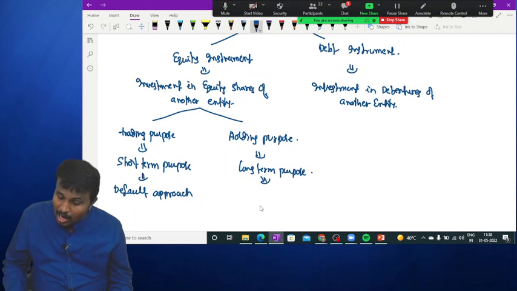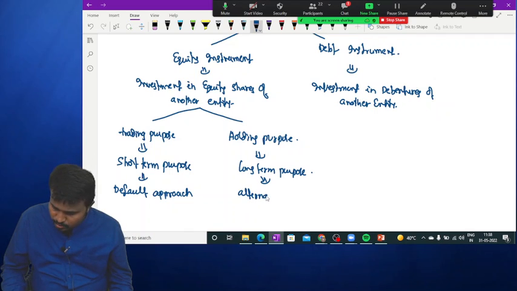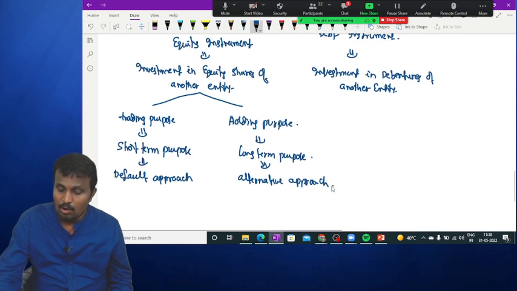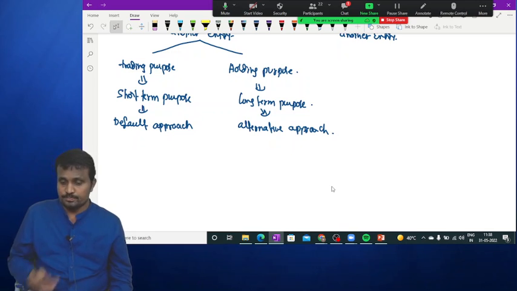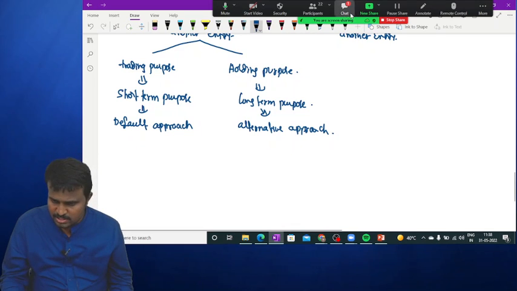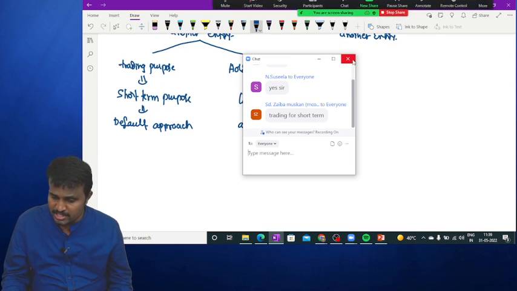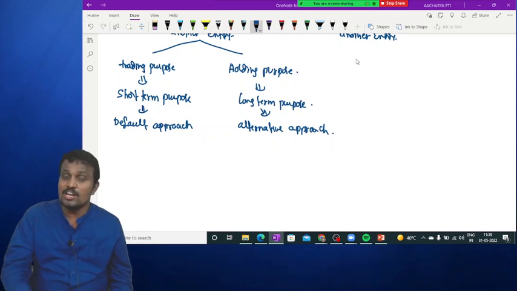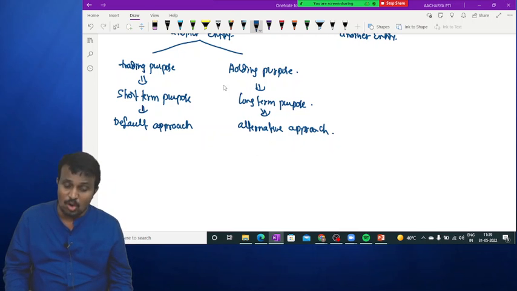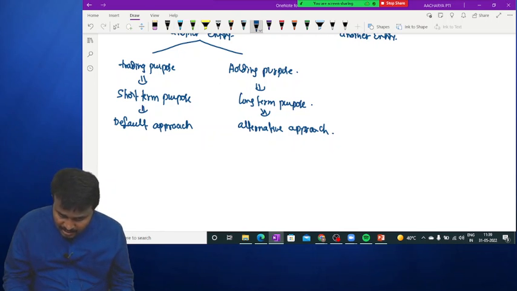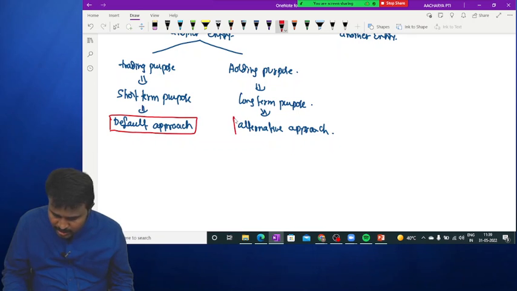And holding purpose or long term purpose is called as what? Alternative approach. Holding means if the shares are purchased by the party for long run purpose, that is covered under alternative approach. And everyone please remember these words. So default approach and alternative approach.